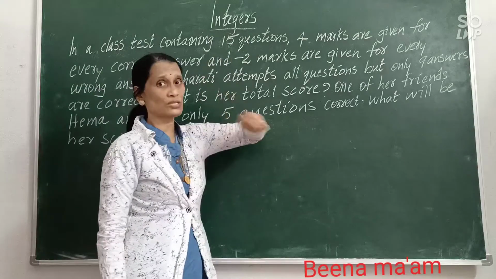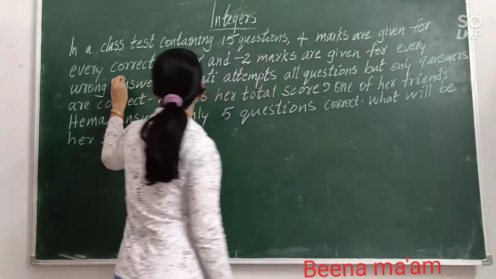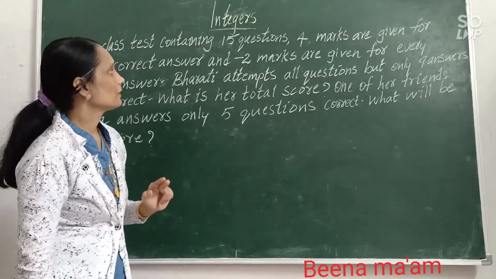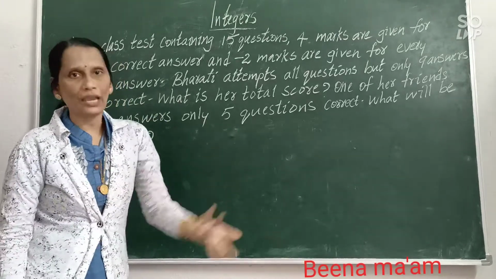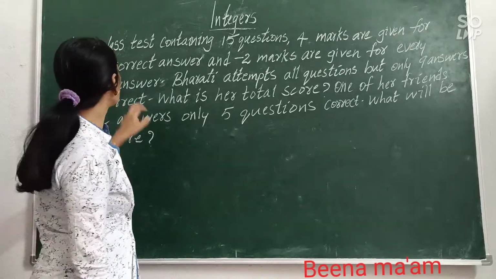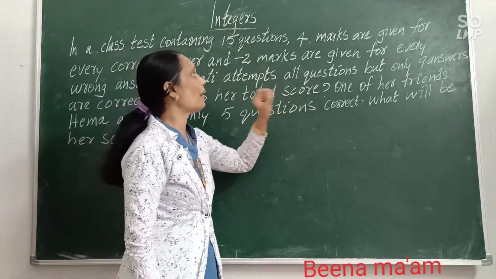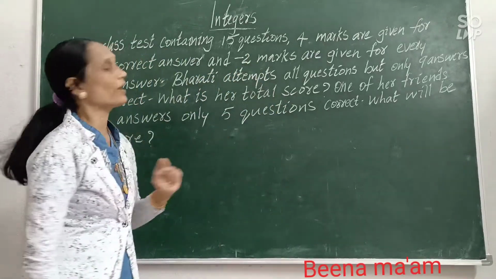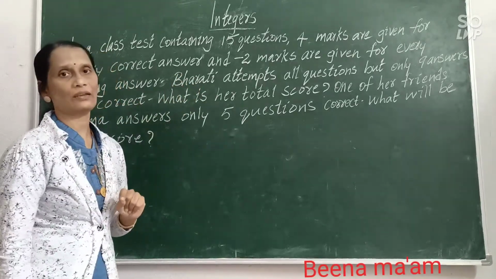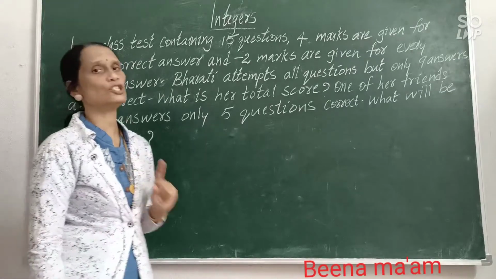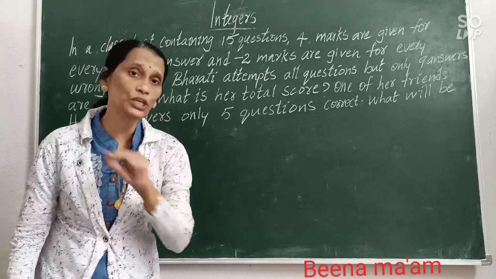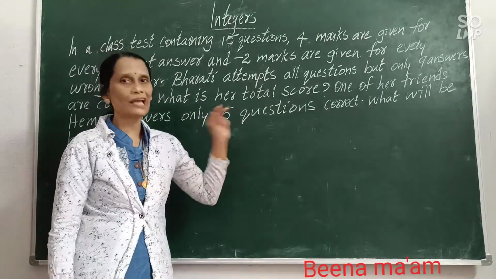Out of 15 questions, 4 marks are given for every correct answer. That means if 2 answers are correct, they will get 2 into 4, 8 marks. If 3 questions are correct, 3 into 4 and so on. And -2 marks are given for every wrong answer. Every incorrect answer, -2 marks are given. That means if one question is wrong, they will get a -2 mark. If 2 questions are wrong, -2 into 2 means -4 marks and so on.